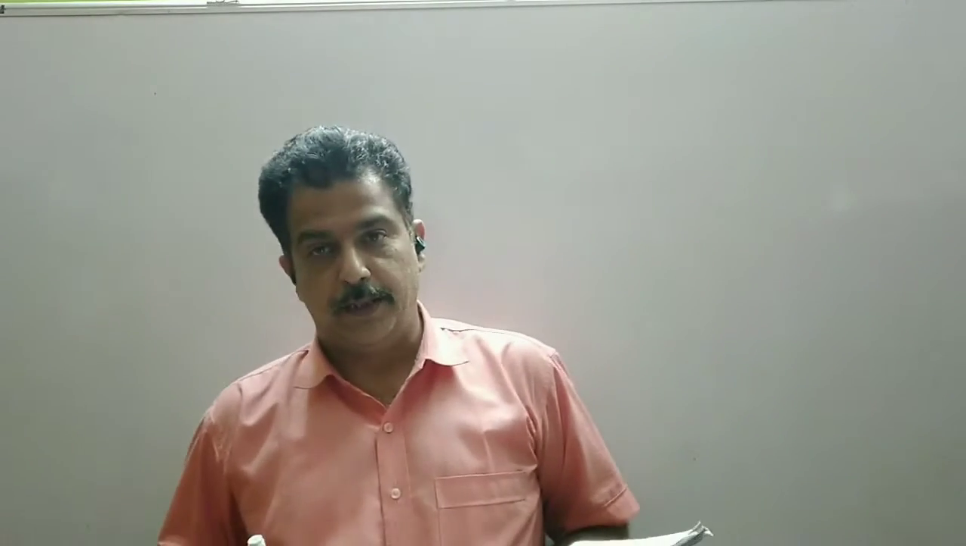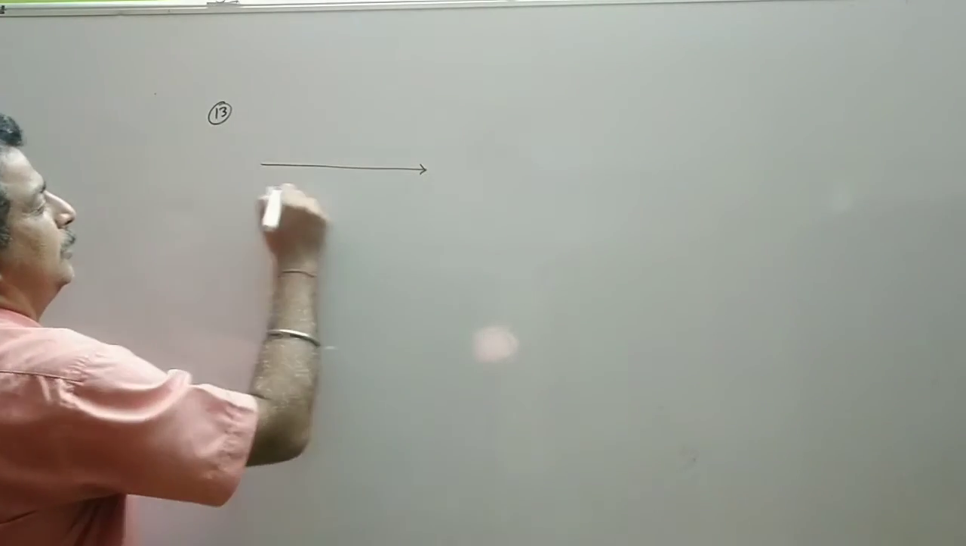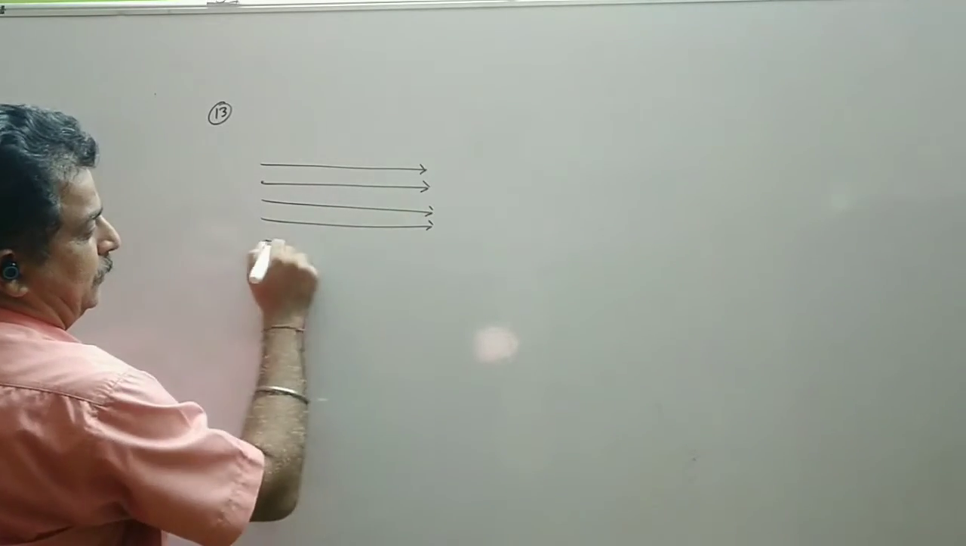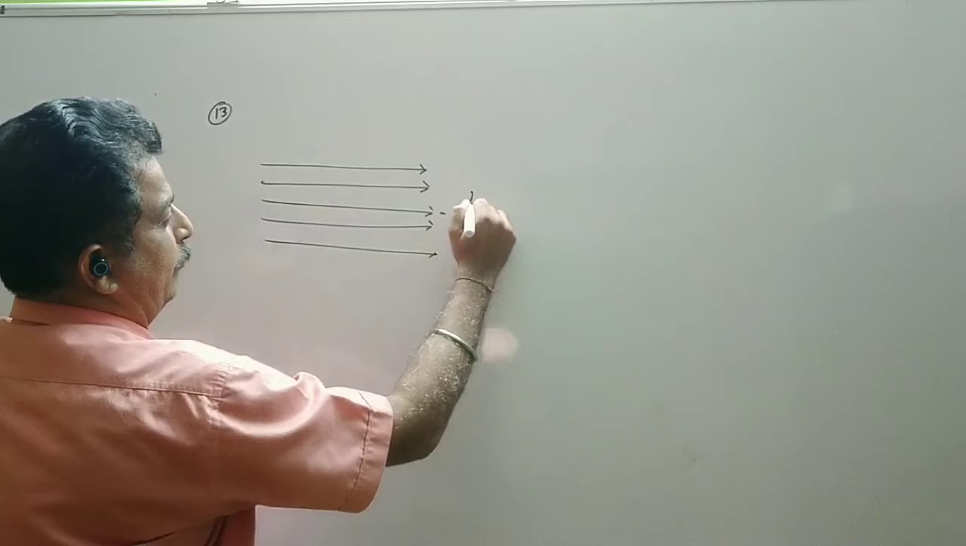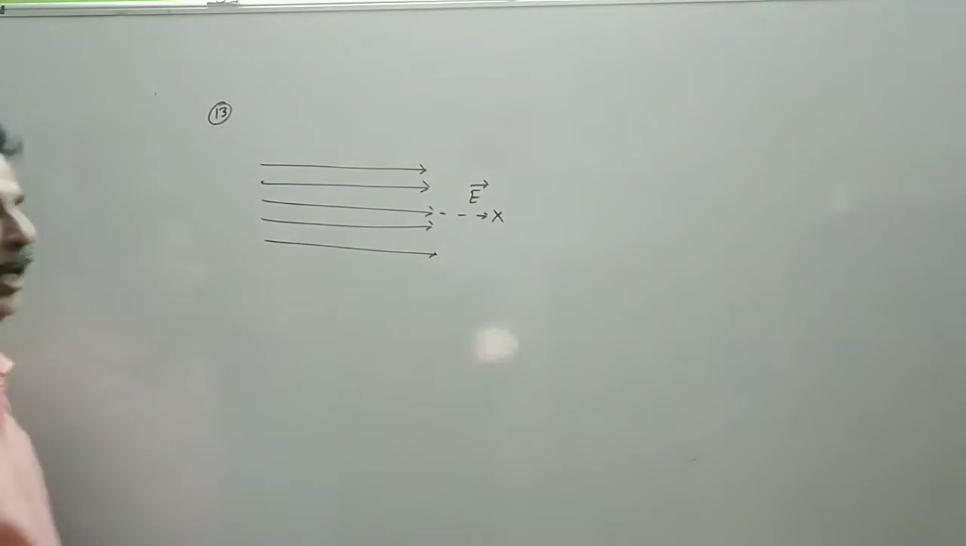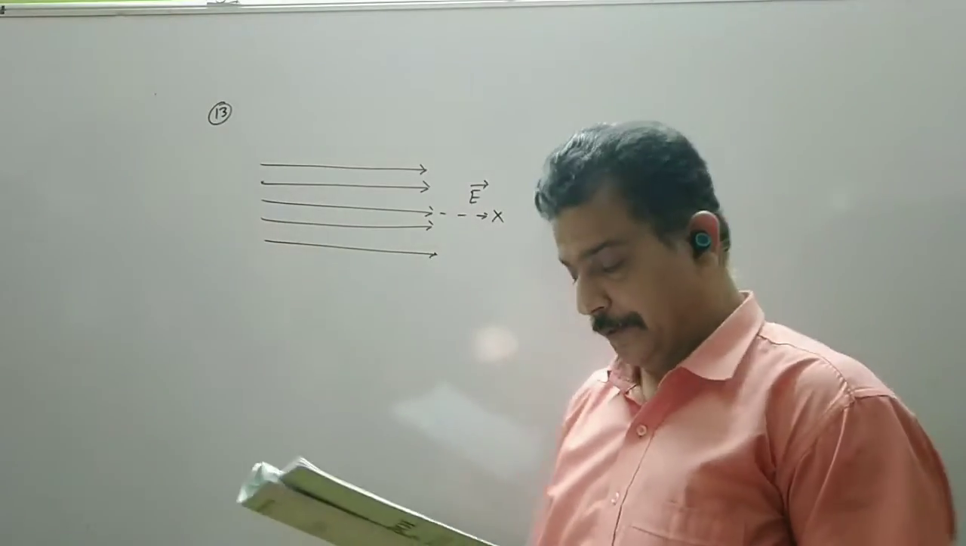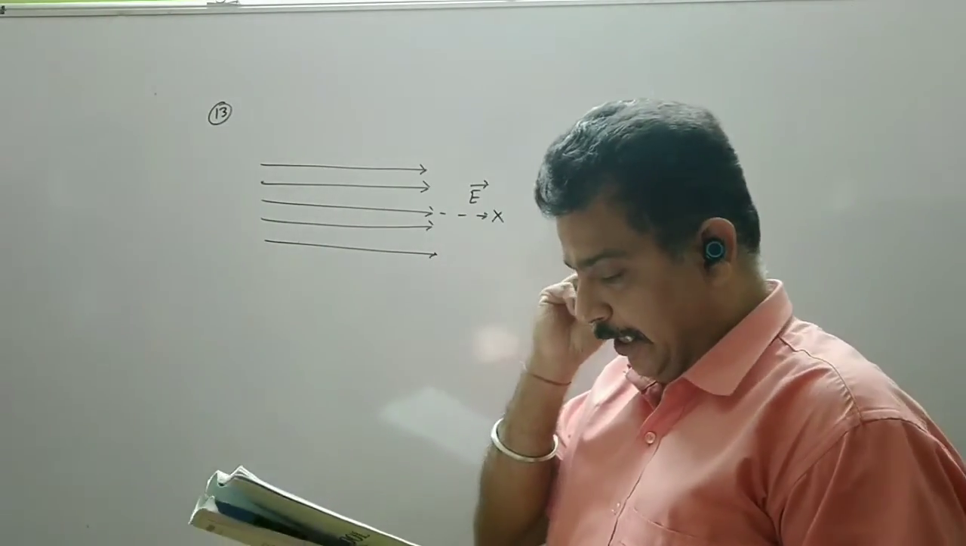In the uniform field, all points are at the same potential. So we have a different option. Now the field given is uniform. So let us consider a uniform field along the x-axis. So this is the uniform electric field along the x-axis, with lines that are equidistant and parallel to each other.